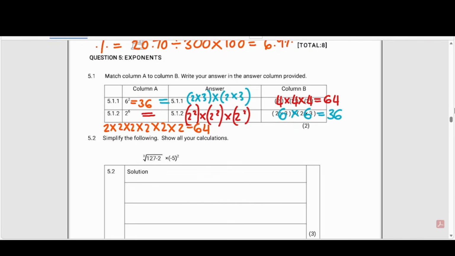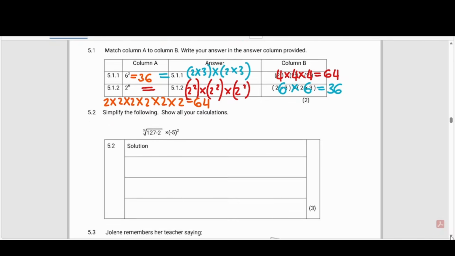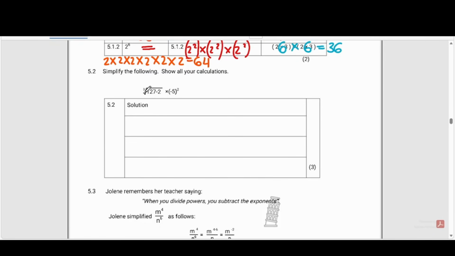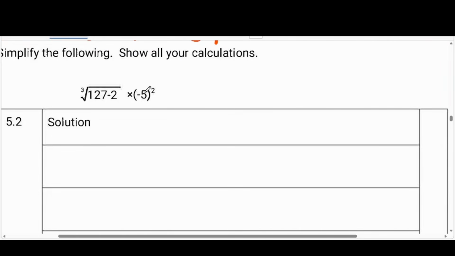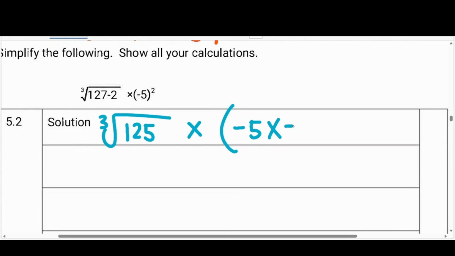Simplify the following. Show all your calculations. Okay, so in this one, first of all, we're going to have the cube root of 127 take away 2, so we can work out what's in there. So it's going to be 125 times -5 squared. So if the negative is inside like this, it's going to be actually -5 times -5.